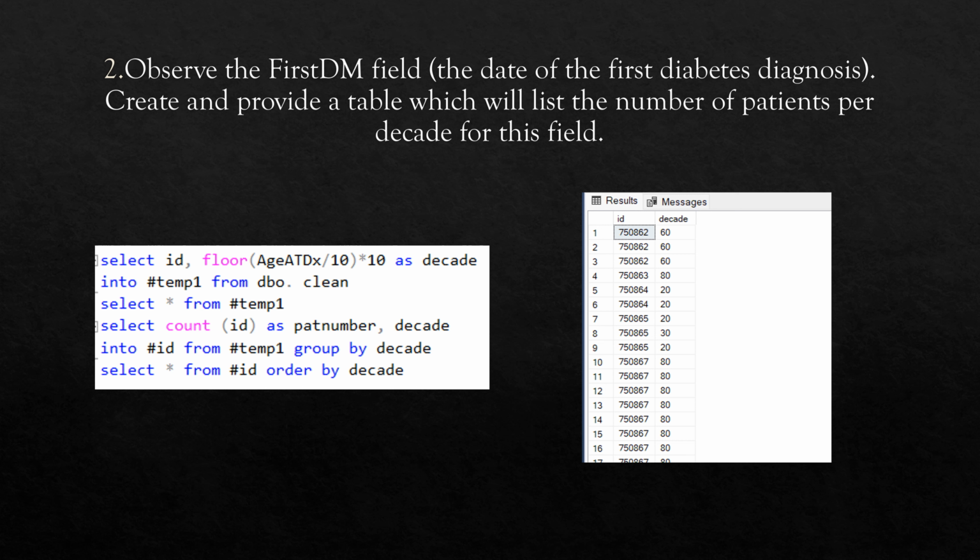Now coming to the second question, it's about observing the first DM field, the date of first diabetes diagnosis, and creating and providing a table or list of the number of patients per decade for this field. So in this query, we aim to analyze the first diabetes diagnosis date. We group patients into decades based on their age at the time of diagnosis. The result table is showing the count of patients per decade. This information can provide insights into the distribution of first diabetes diagnosis over time.